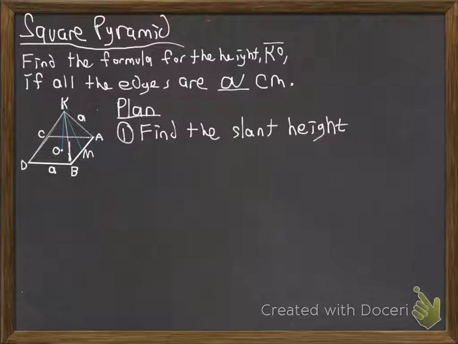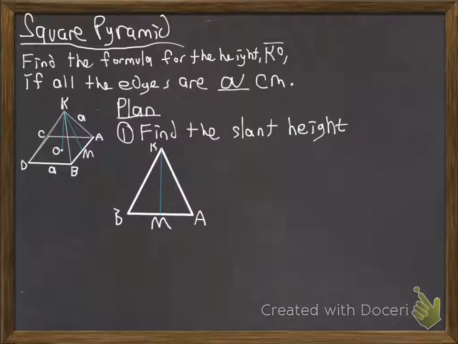Okay, and now just to make it a little bit more obvious what's going on in this triangle, I want to blow this up. I want to put it front and center. So let's go ahead and do that now. So we have the triangle. We have K, AB, and then we have the slant height of KM. Now remember, according to the problem, all the edges had length of A, so this is A. This whole thing here is A, thus this is A over 2. Now we have enough information to find this distance.